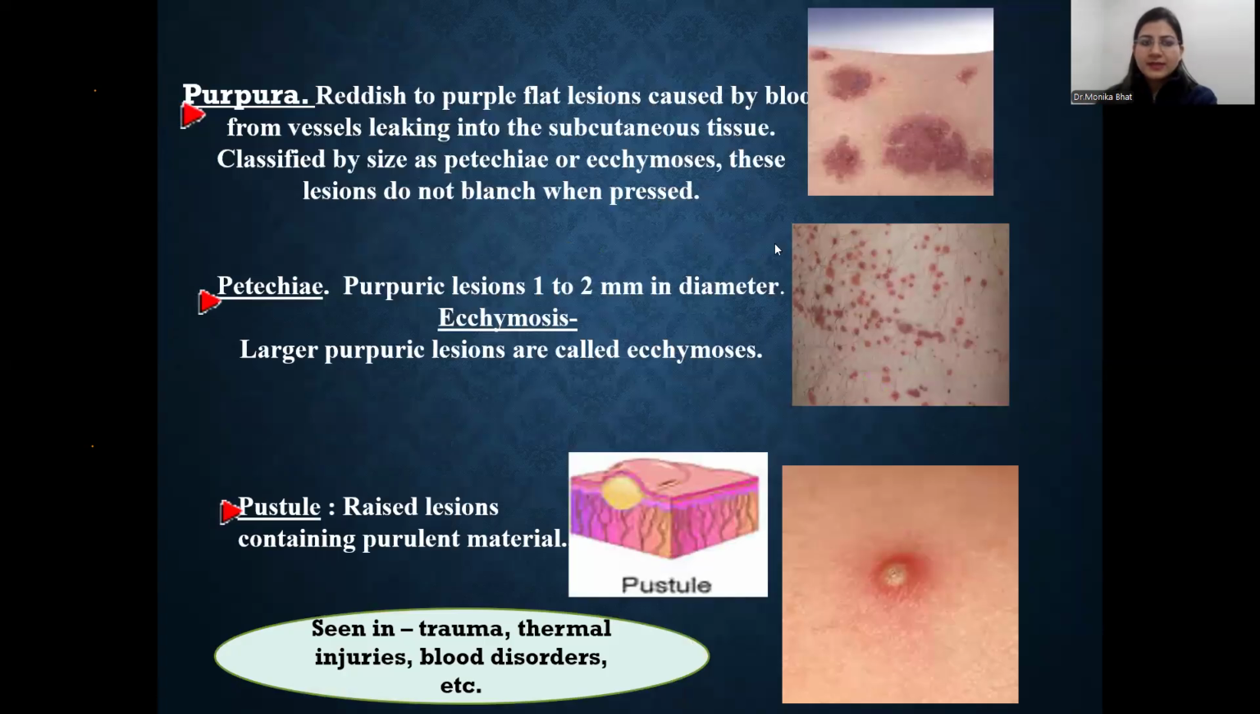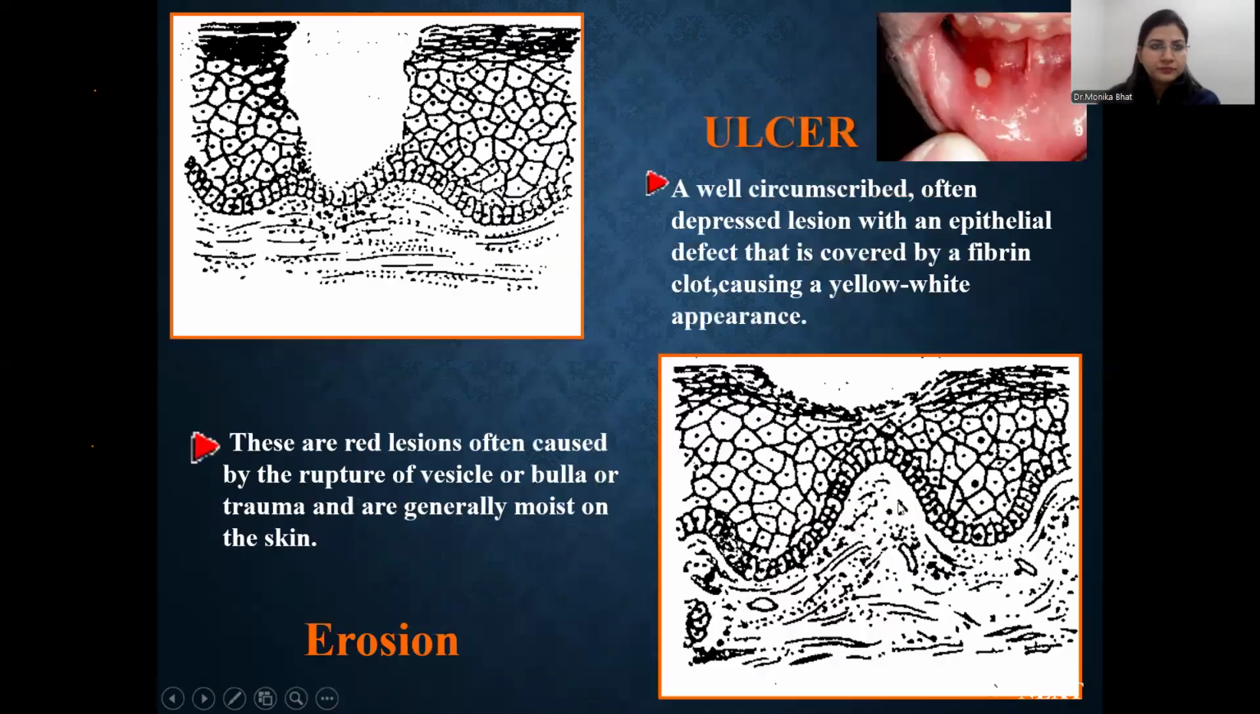Then the purpura. These are basically changes in the color of the skin because of disturbances in the vessels or their branches. First is the purpura, which is a flat lesion. The petechiae are pinpoint, and the ecchymoses are more diffuse, larger purpuric lesions. And the pustule is raised, containing purulent or pus-like material. Next, a secondary lesion example is the ulcer, which is basically a well-circumscribed, often depressed lesion covered by a fibrin clot, causing a yellow-white appearance on the overlying surface.